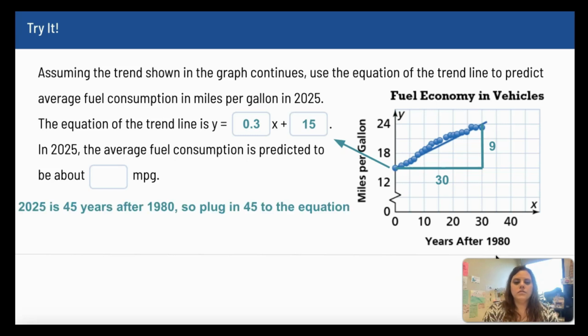Now we can figure out 2025 is 45 years after 1980, so we'll plug 45 into the equation. When we do this, 45 times 0.3 is 13.5, and add 15 to get 28.5. So it is predicted that the average fuel consumption for a fuel economy vehicle would be 28.5 miles per gallon. I'm sure you could look up this information and see if the average miles per gallon for fuel consumption is 28.5, since it is 2025. See if the prediction holds true.